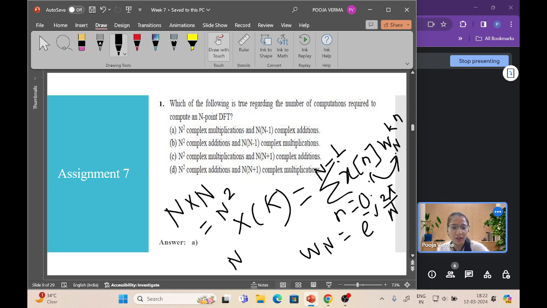And N minus 1 complex additions, multiplication then addition. So N minus 1 complex additions are required. Okay, so to compute the N-point DFT, a total of N square complex multiplications and N minus 1 complex additions are required. So option A is the correct answer. Okay, moving to the next question.